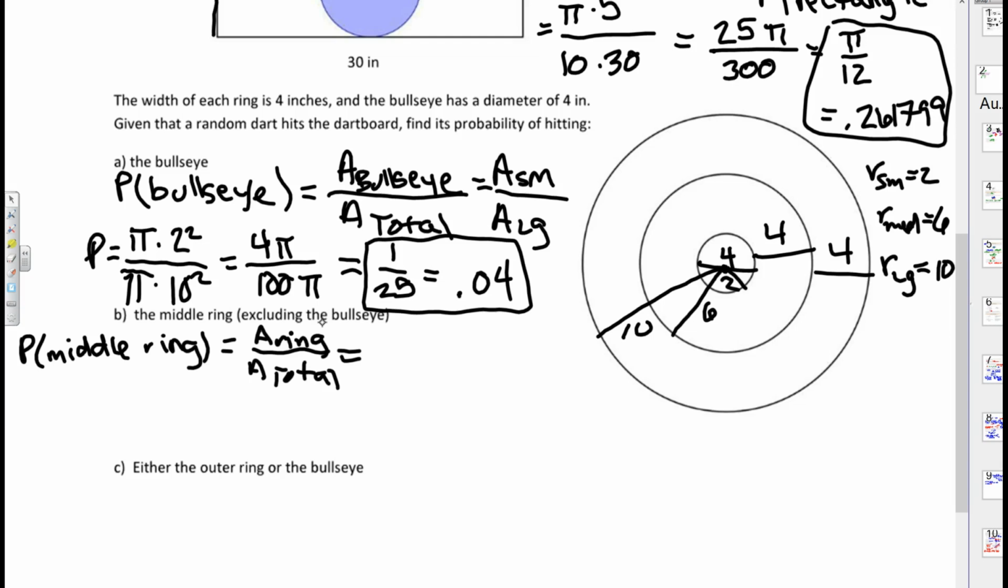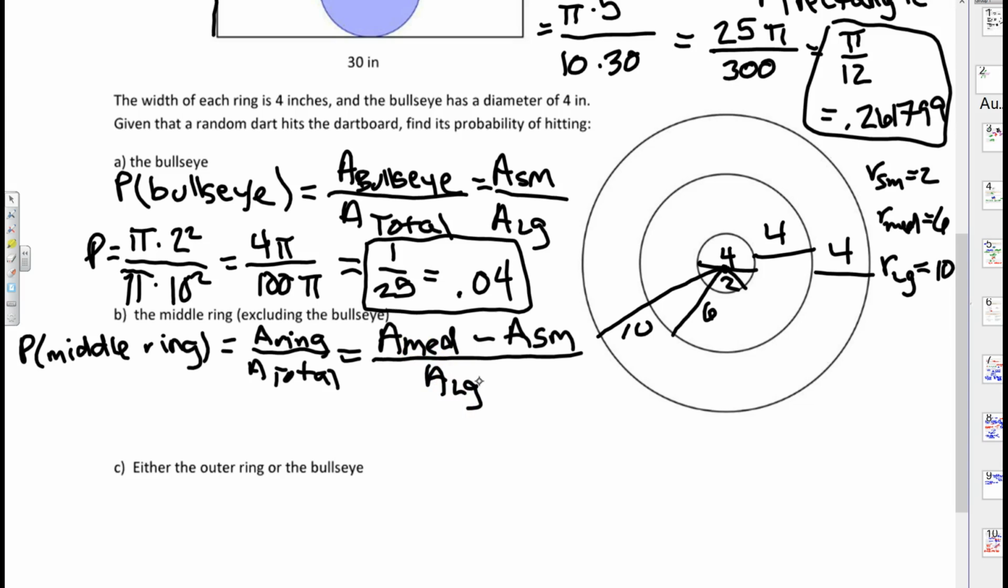This is kind of like punching the hole out of a donut. If I start with the area of the full medium circle, and I then subtract the area of the small circle, I'm left with just the ring. That's really what I'm interested in, and then I'm going to divide that by the area of the total. We already agreed that the area of the total is the area of the largest circle in the picture.